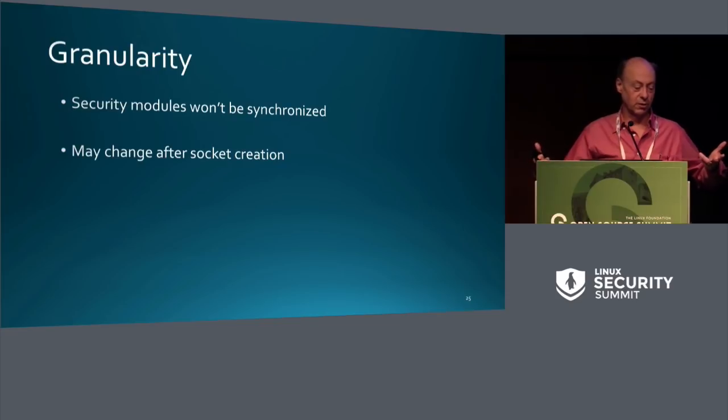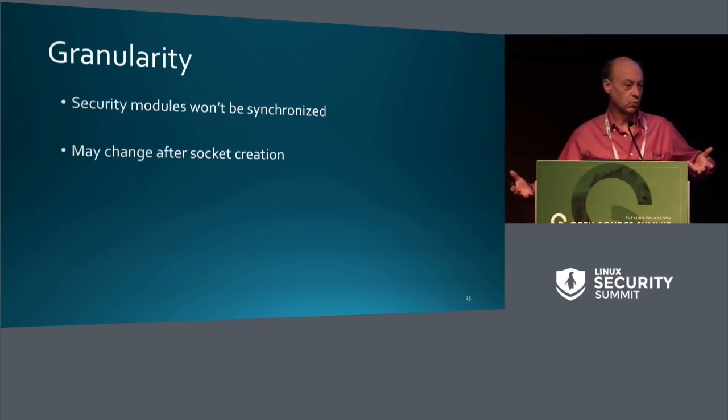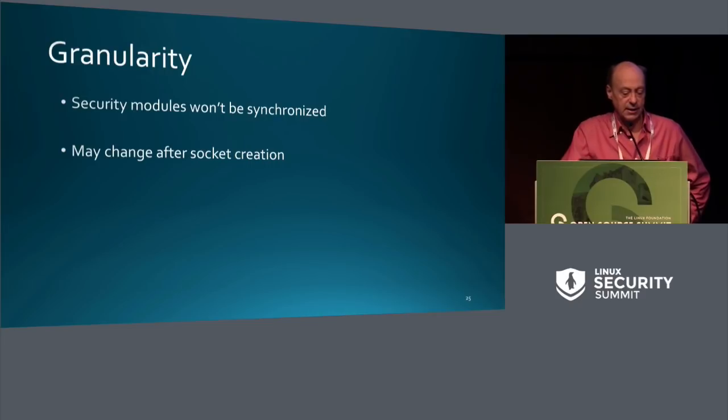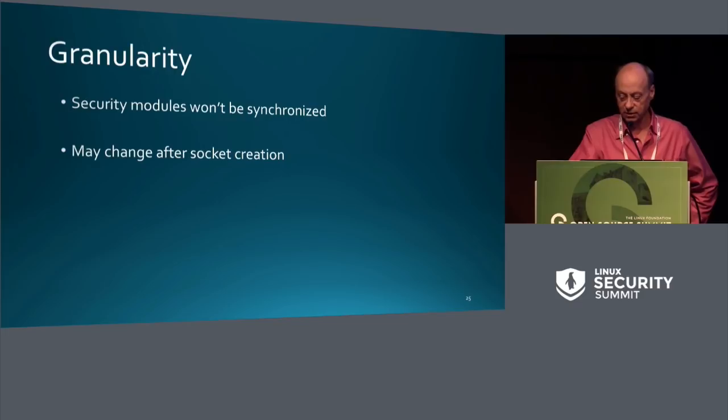Also granularity, like I said, the security modules aren't going to use the same granularity. If they were, then you'd probably only need one. So the SMACK label of a process is going to change at a different rate than the SELinux context of a process is going to change. And again, that's going to make things difficult. And just to add another loop, SMACK allows you to change the label that's used on a socket after you've created it, whereas SELinux always does it at socket creation.